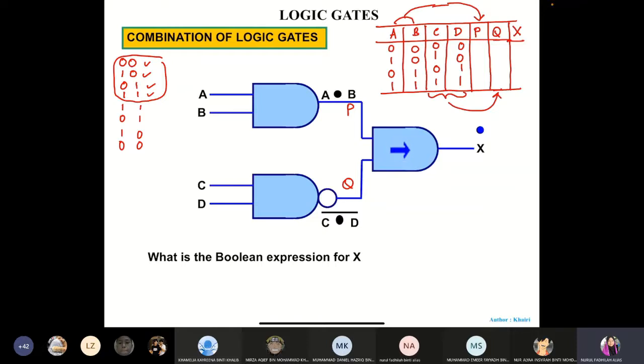P is AND. So 0, 0, 0, 1, 0, 0, 1, 0, 1, 1.